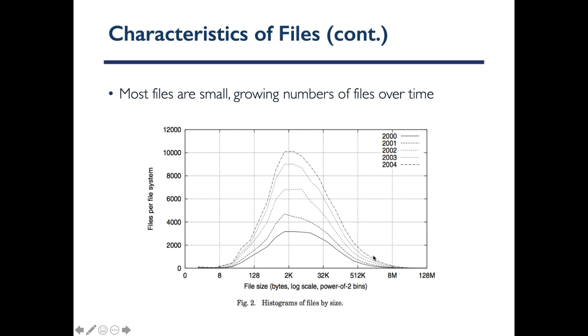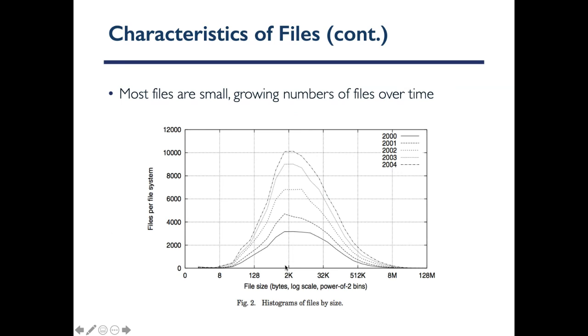So this is the graph. On the x-axis, you have the size of the file, and on the y-axis, you basically have the frequency, or the number of files per file system with that particular size. And then different curves here are different years. So they looked at files from 2000 to 2004.